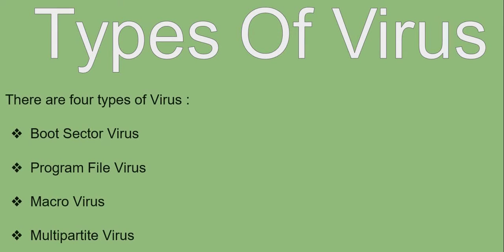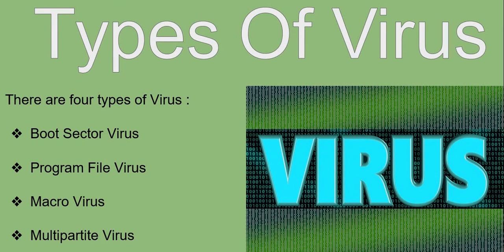Then, types of virus. There are mainly 4 types of virus: boot sector, program file, macro, and multipartite. There are many more types, but these 4 are the main ones.